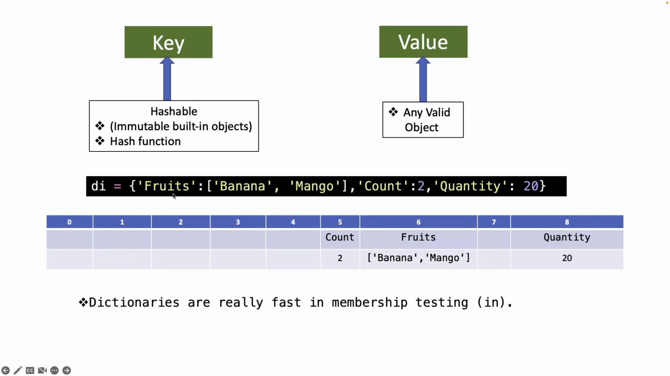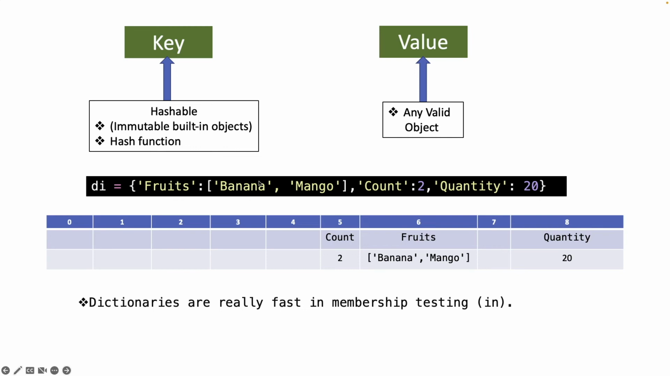So this fruits key will be placed in these two associative arrays, or associative lists, at index number 6. The same will happen with the count: count is placed at number 5. Quantity, as its hash returns number 8, is placed at number 8. So that's how our dictionaries will be stored in Python memory.